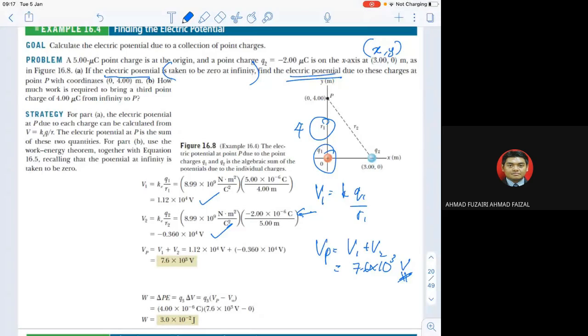Okay, so on part B, how much work is required to bring a third point charge, 4 microcoulomb, from infinity to P? So right now, what can you do? You replace the potential with the charge, 4 microcoulomb. What they want to know is how much work.